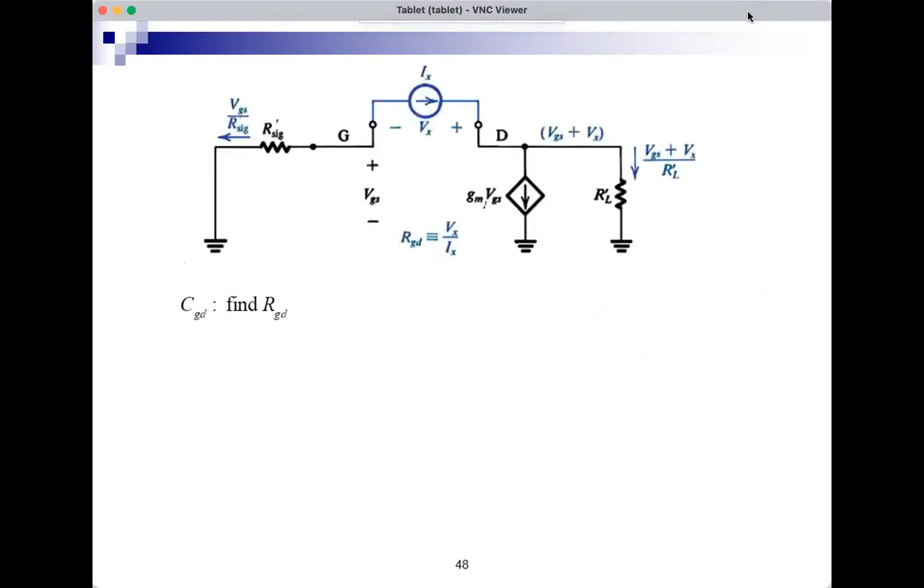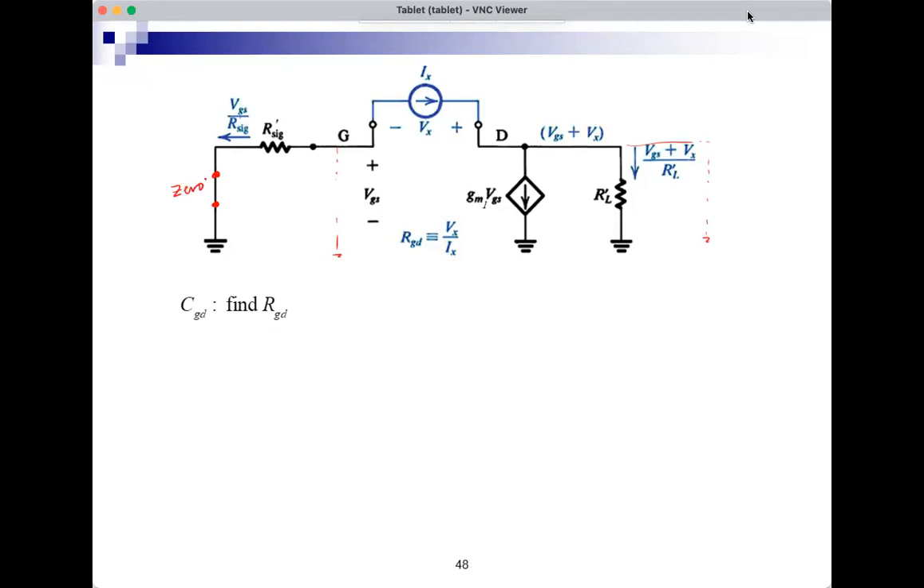CGD, I want to find RGD. CGD, this is the capacitor that's annoying us. Miller was able to help us get rid of it, but now we're back to finding the resistance seen by CGD. And to find the resistance seen by CGD, I open circuit CGS. So CGS was here, and now it's an open circuit. I no longer see it. I open circuit CL, which is here, so I no longer see it. The source becomes 0.